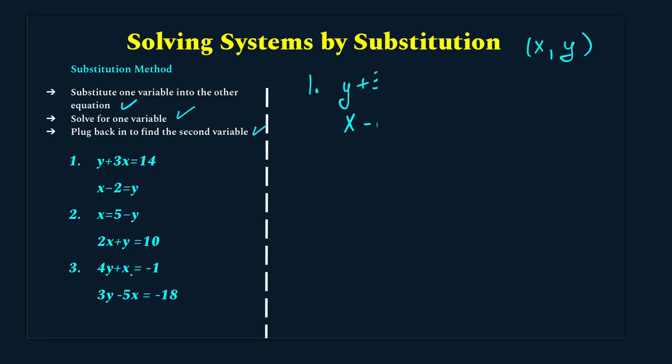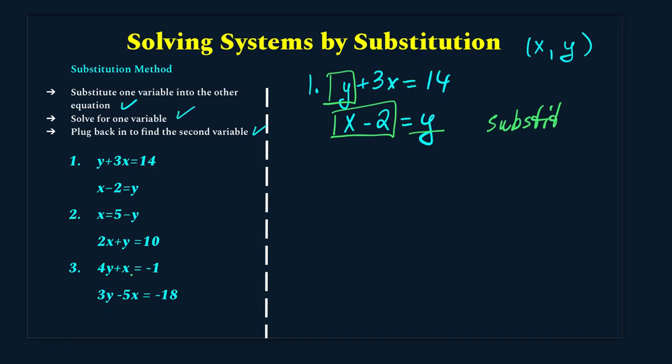So here I can see that y equals x minus 2. And that means I can substitute y in our first equation. Instead of writing y, I can say x minus 2. Substitute y in our first equation with x minus 2. So in here, we're going to solve for x. Let's go ahead and substitute first. So instead of writing y, I'm going to say x minus 2 plus 3x equals 14, rewriting everything else the same. Well, after I substitute, I'm going to start solving.